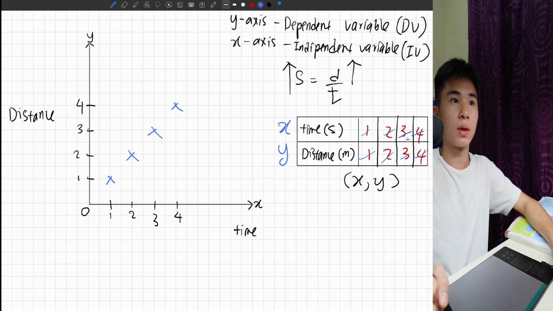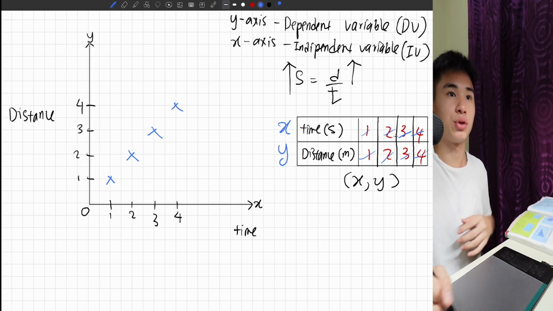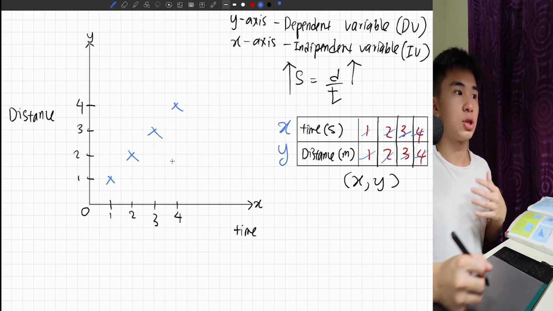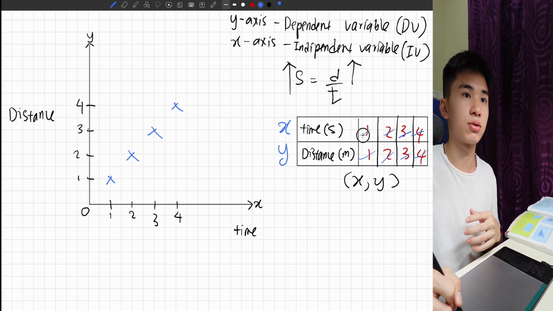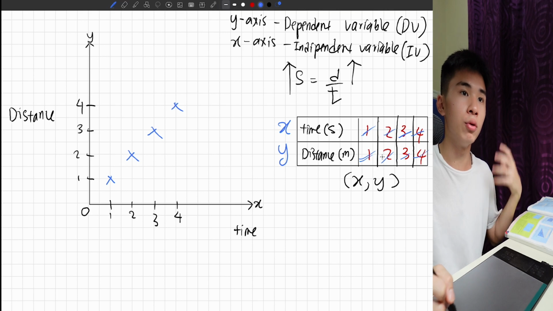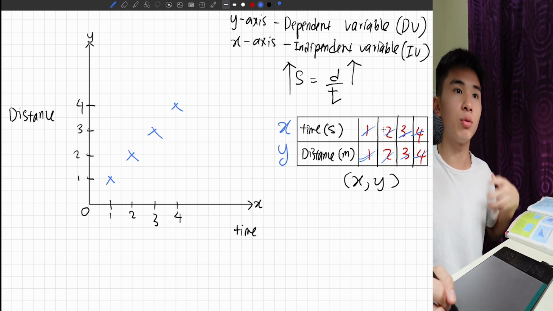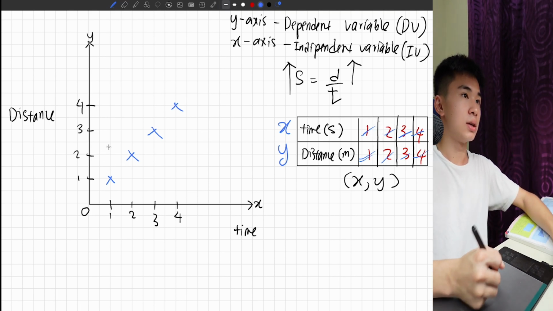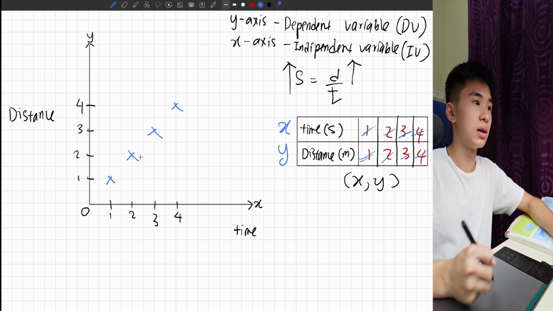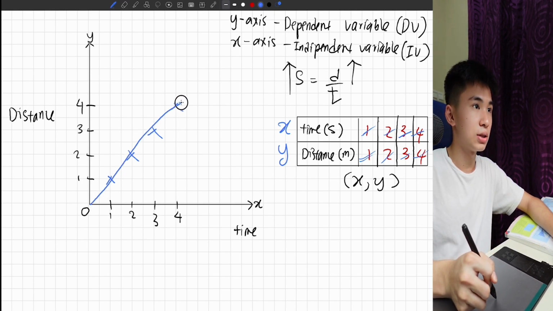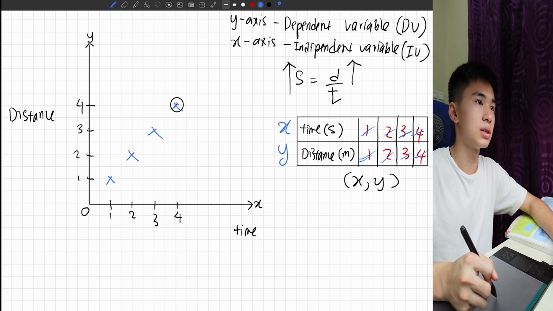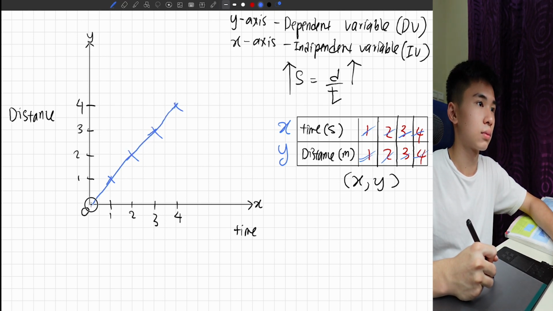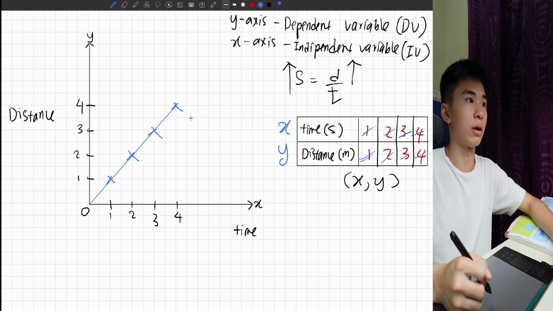Let me just teach you a trick. When you are doing a graph, if you have plotted a point, a coordinate, just cross it, so you will not make a mistake and replot it again. So if I draw this as a line, you realize that this graph is actually a straight line. A straight line graph.